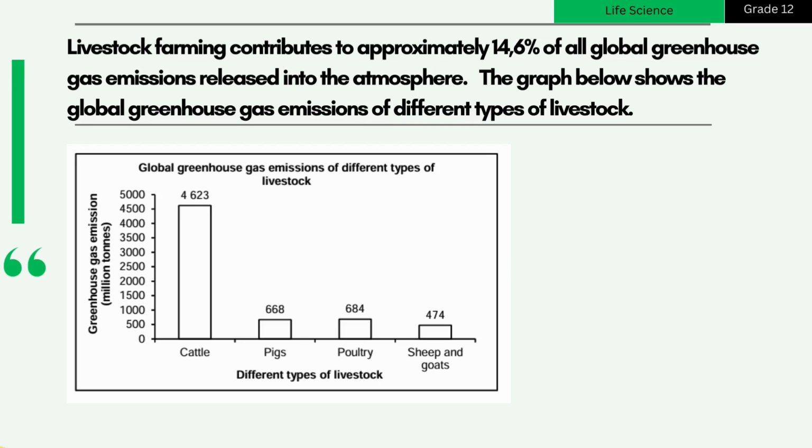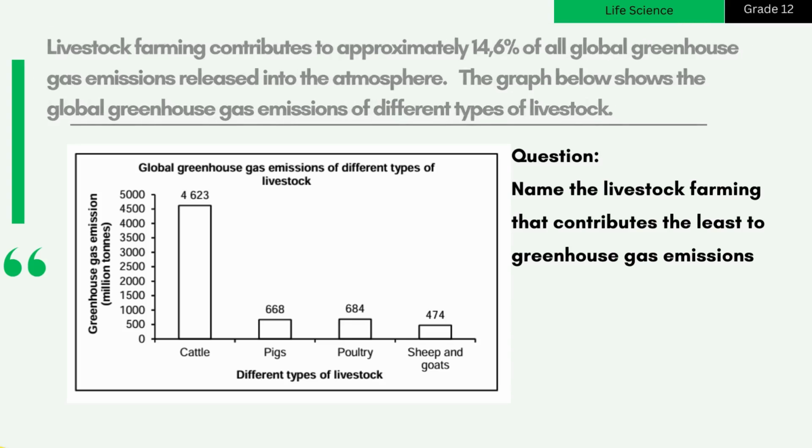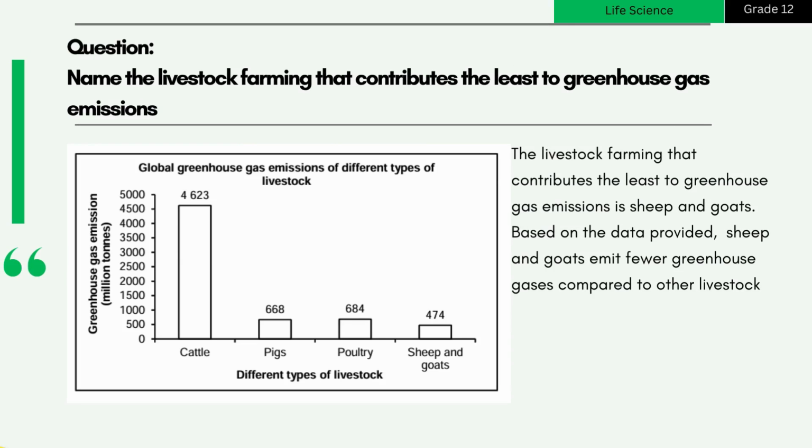The graph below shows the global greenhouse gas emissions of different types of livestock. Question: name the livestock farming that contributes the least to greenhouse gas emissions. The livestock farming that contributes the least to greenhouse gas emissions is sheep and goats.